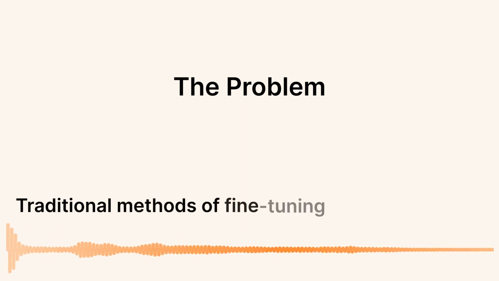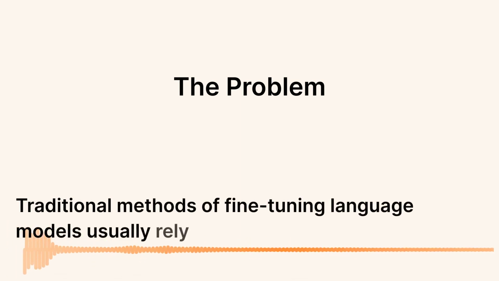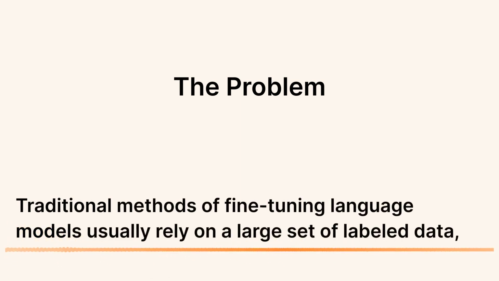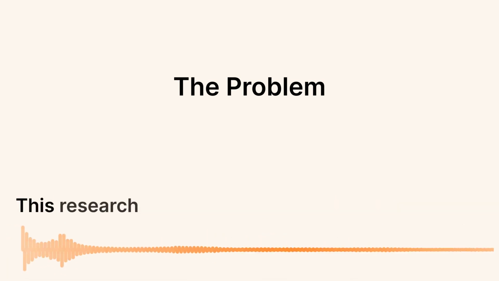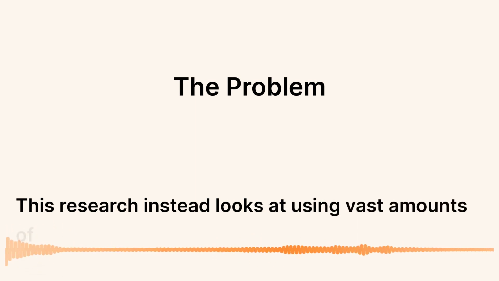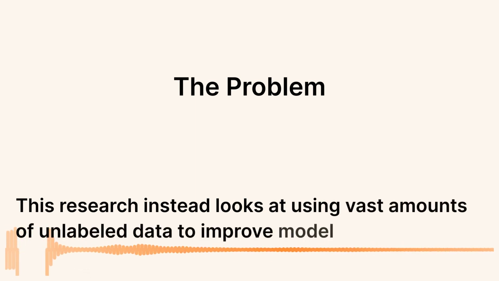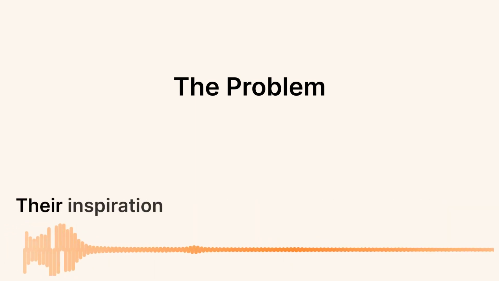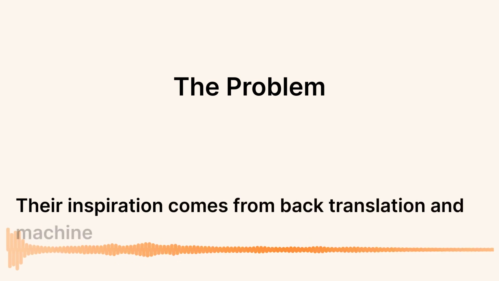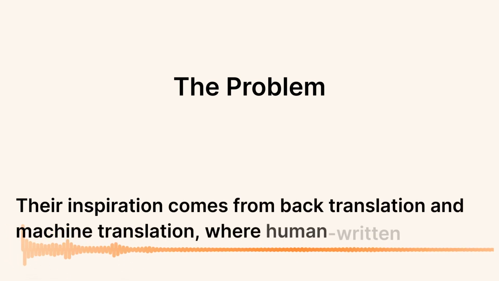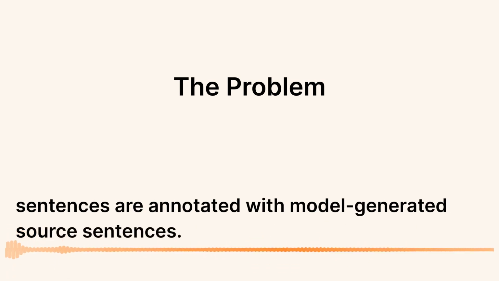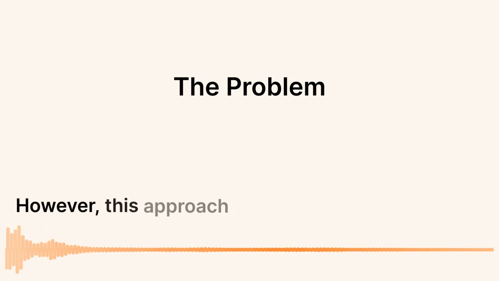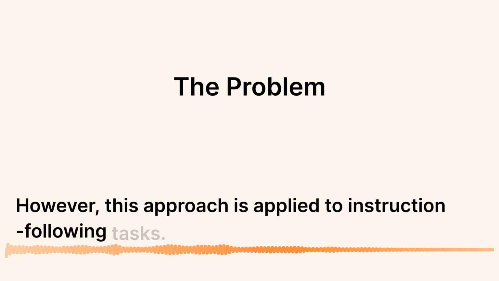Traditional methods of fine-tuning language models usually rely on a large set of labeled data, which is expensive and time-consuming to collect. This research instead looks at using vast amounts of unlabeled data to improve model performance. Their inspiration comes from backtranslation in machine translation, where human-written target sentences are annotated with model-generated source sentences. However, this approach is applied to instruction-following tasks.